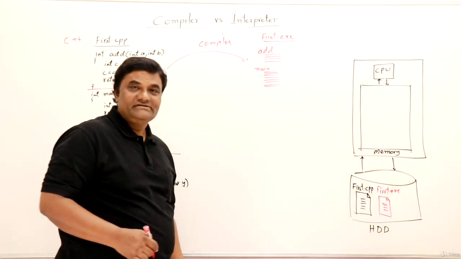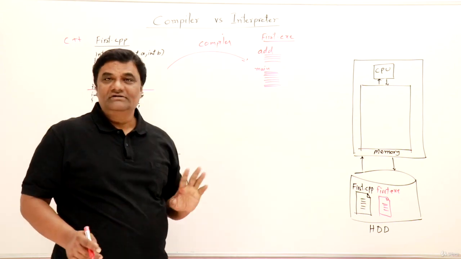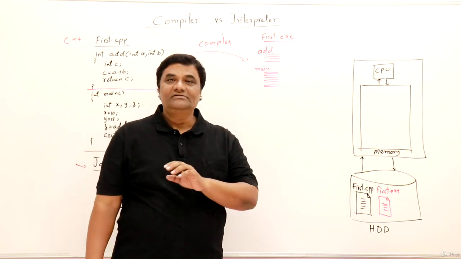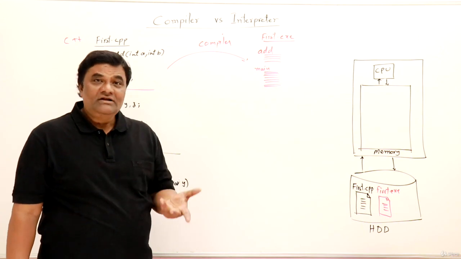This is first.exe. Compiler generates machine code. That's all. If there are no errors, it has generated the machine code. Job of compiler is over. Now, next step, I want to run.